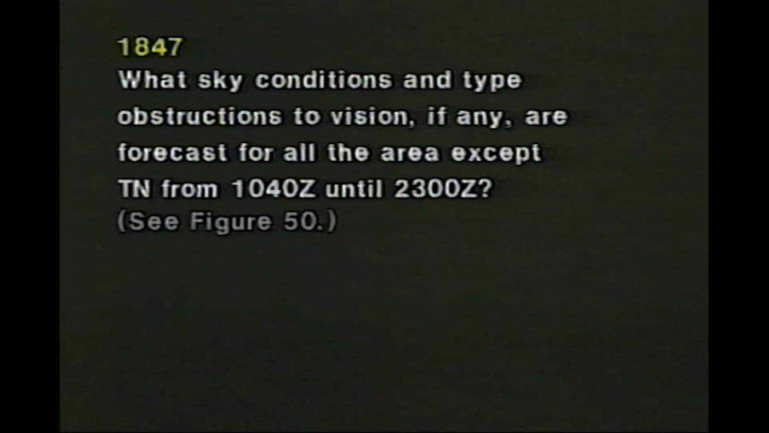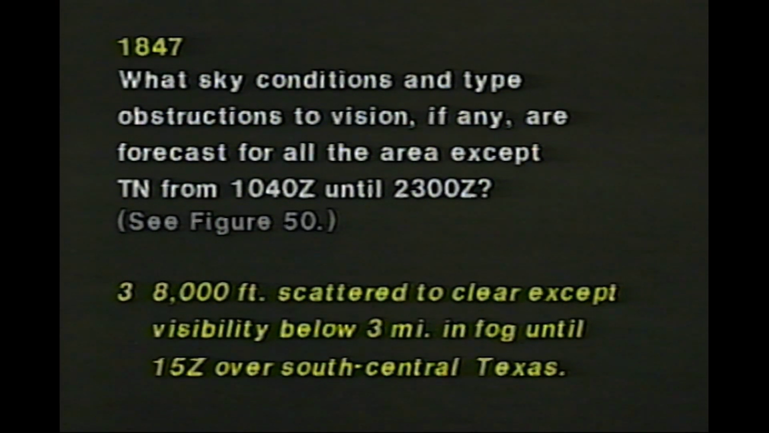What sky condition and type obstructions to vision, if any, are forecast for all the area except Tennessee from 1040 Zulu until 2300 Zulu? Well, in the bottom part of the area forecast, we can see for all of these states, Oklahoma, Arkansas, Texas, Louisiana, Mississippi, Alabama, and coastal waters, we have a forecast. And then only for Tennessee, we have another forecast. So they're asking about for all of these states except Tennessee, and it says 8,000 scattered to clear except visibility below 3 miles due to fog. So it's answer number 3, 8,000 feet scattered to clear except visibility below 3 miles in fog until 15Z over south central Texas.